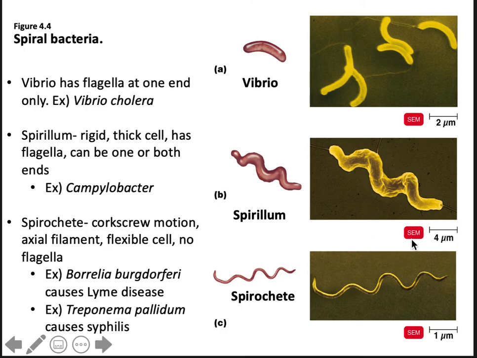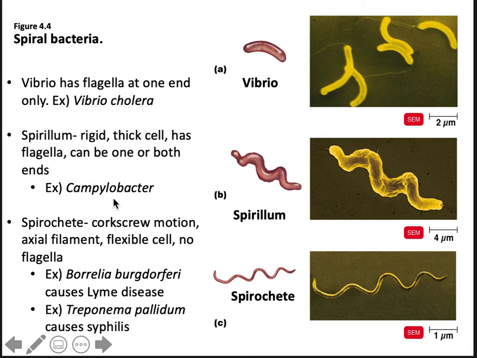Okay, same with all of these. We're getting really high resolution so you can see the detail. So something like this is thick and very curved. This is called a spirillum when it's one, and spirilla if there were more than one. And it's rigid, it's thick, and it can have flagella at one or both ends, depending on the species. A common example is Campylobacter.